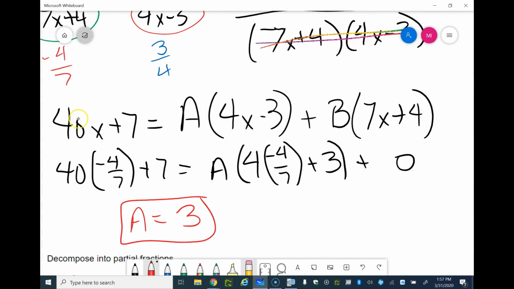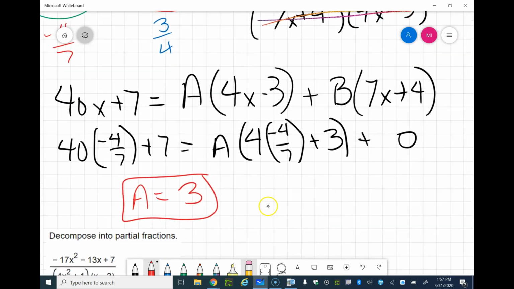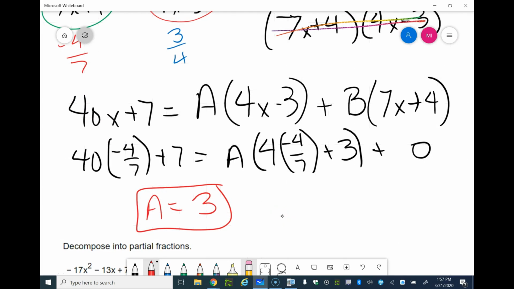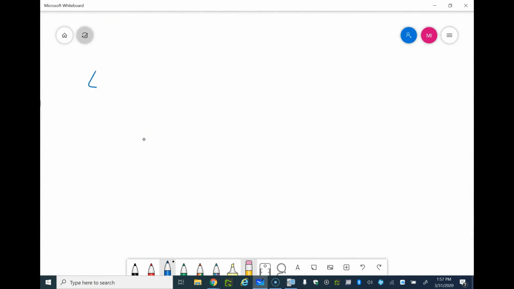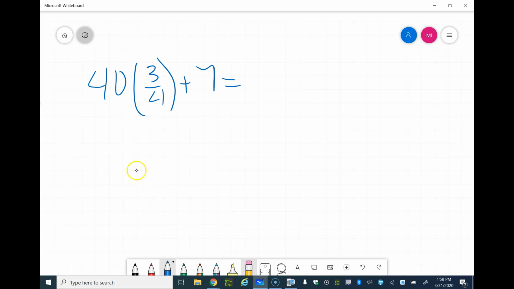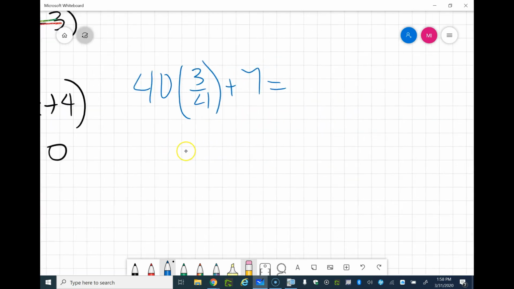So now we're going to take this problem again, and we're going to plug in the 3 over 4 now to every part. So I have the 40, 3 over 4 plus 7 is equal to, now I'm not going to plug it into the A one because remember this one will go away as far as 0. So I'm only going to really plug it into the B part.